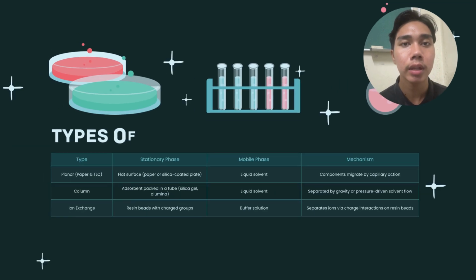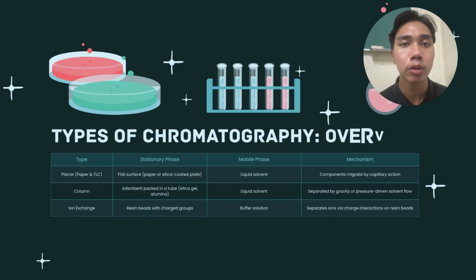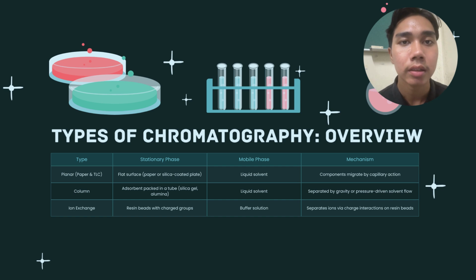Next, let's look at the main types of chromatography. The first type is ion exchange chromatography. It uses resin beads with charged groups as the stationary phase and a buffer solution as the mobile phase. This technique separates ions based on their charge interaction.